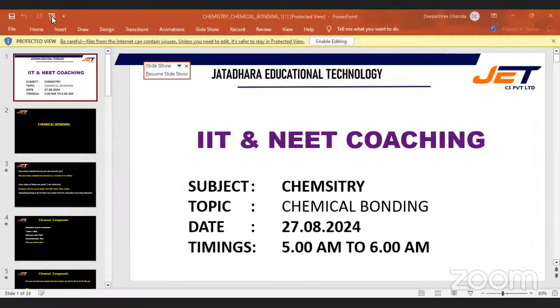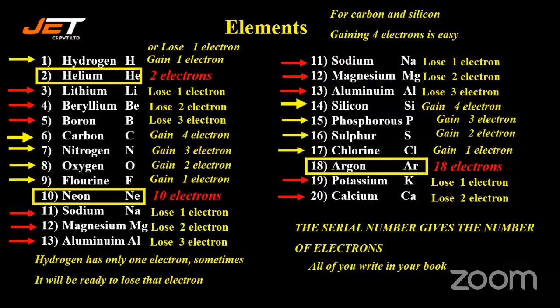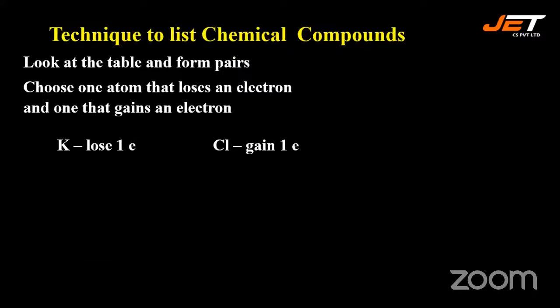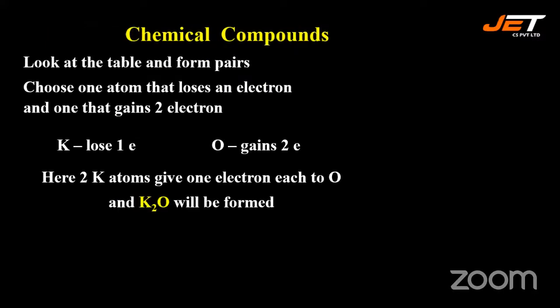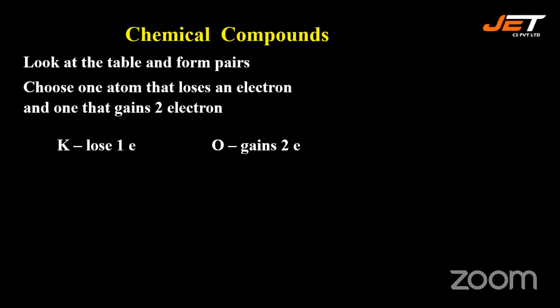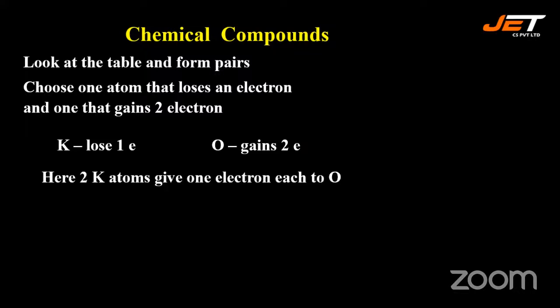So is this part clear, why hydrogen has a maximum tendency to lose the electron rather than gaining? No, ma'am, I couldn't understand. Okay, fine. Always remember this. So these are the different examples. Potassium loses one electron, oxygen gains two electrons. So two potassium atoms will give one electron each to oxygen, and K2O will be formed.